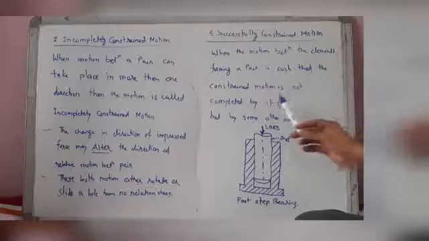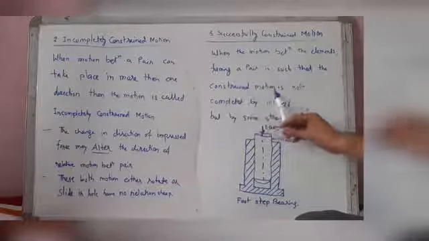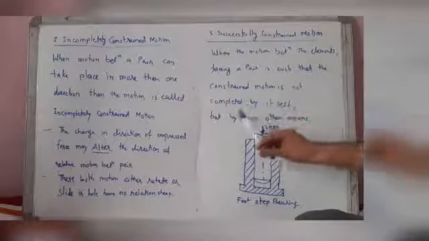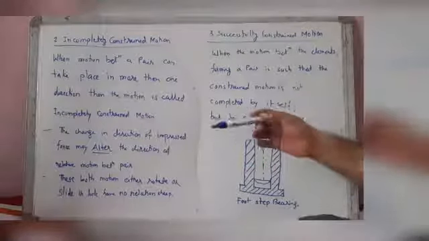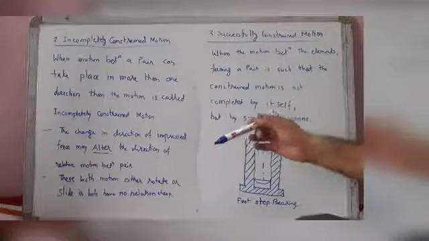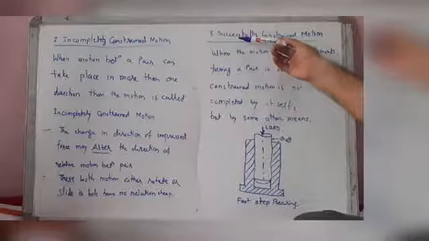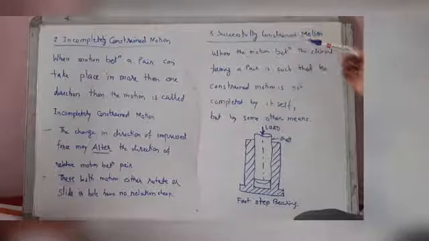So the constrained motion is not completed by itself, but it can be completed by some other means. Some different type of force is used here for the successfully constrained motion.